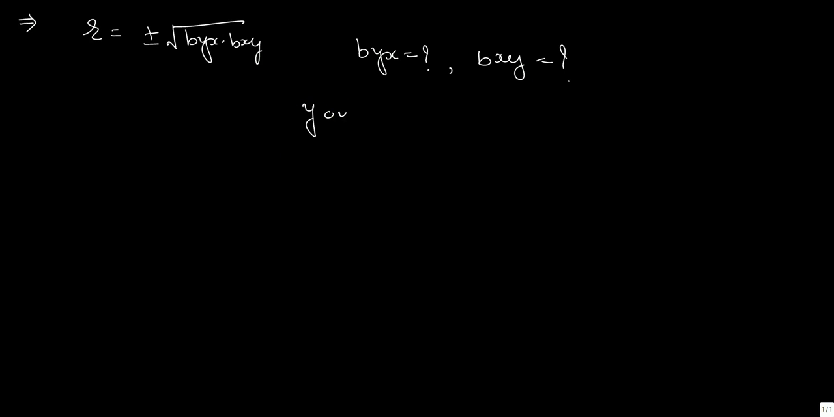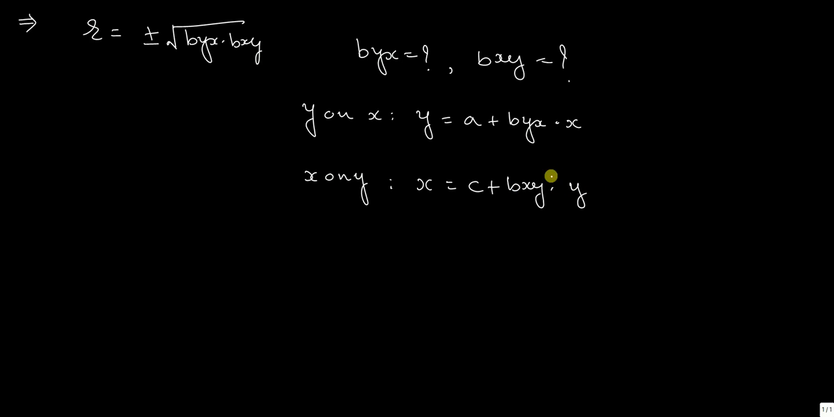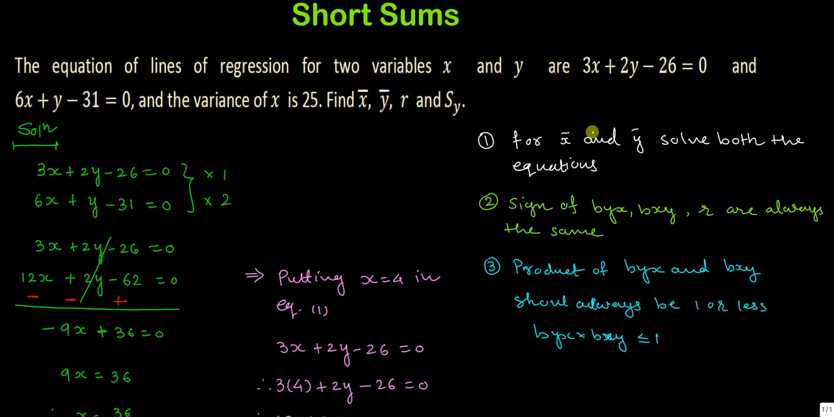If y on x is given, we can write y is equal to a plus bx, and here b is equal to byx. We can also write that it is byx into x, and x on y is x equals c plus bxy into y. So the coefficient of x is known as byx. Similarly, in the second equation, the coefficient of y is called bxy. But the problem is we don't know which line is which. See the question. Which line is of x on y and which is of y on x?